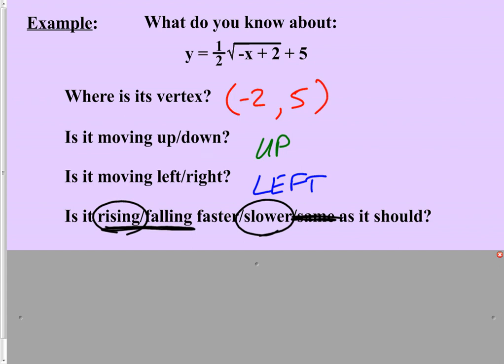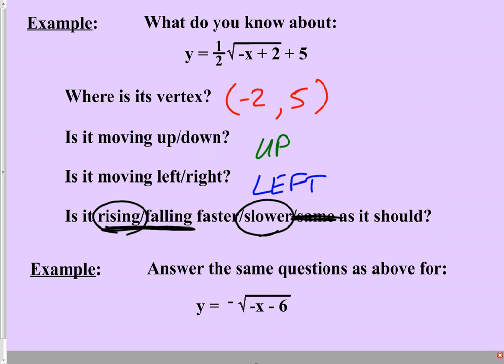So there are basic telltale indicators that we ought to be able to read out of our equations when everything is said and done. Now I want you to copy this equation, and I want you to answer the same questions as the problem that we just did.